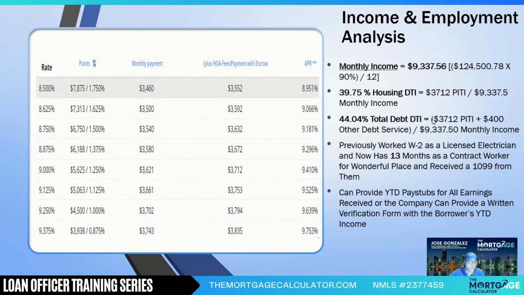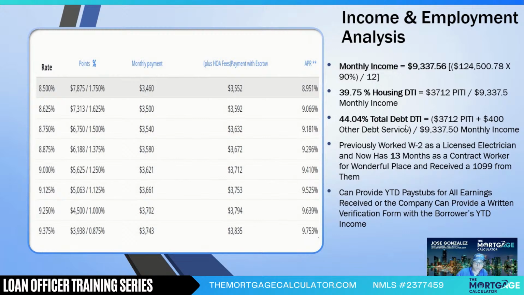And then now we get his total debt, which is just getting the PITI, adding his $400 per month other debt service, dividing by 9337 and 50 cents, and we got 44.04% total debt DTI. That's really important to note because above 45.0%, pricing may change or some options may be totally eliminated, right?